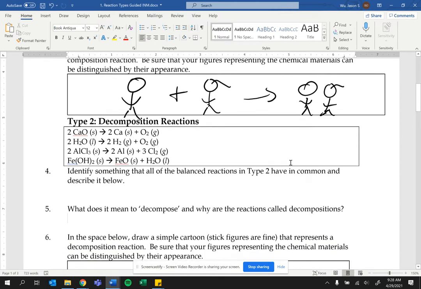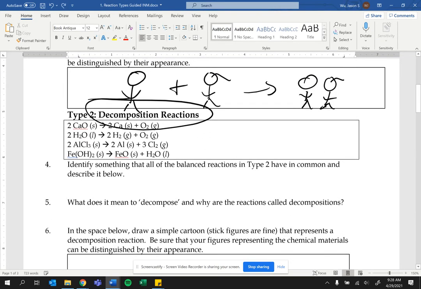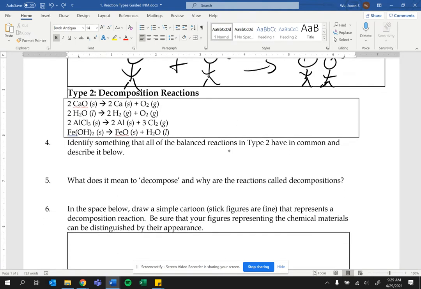Type 2 is decomposition. Decomposition, like the word decompose, is when something breaks apart. When you die, your body will go into the ground. It will return to the earth. It will decompose. Just like mushrooms decompose things, fungi. It's when something breaks apart. It's when you have one thing and it breaks up into two different things.